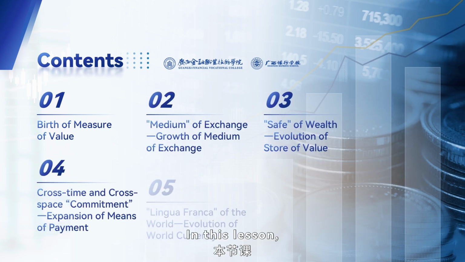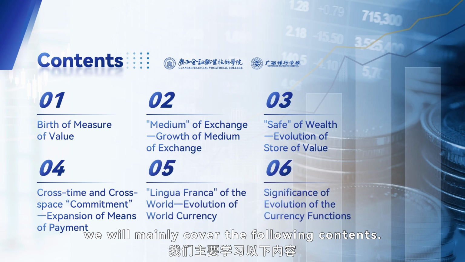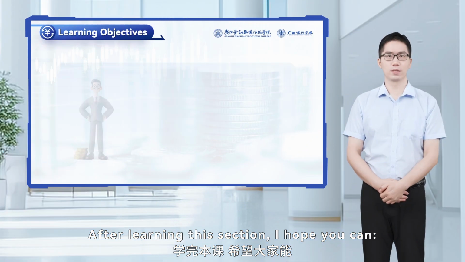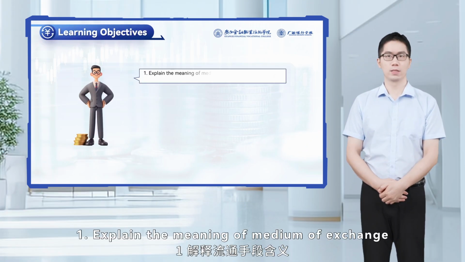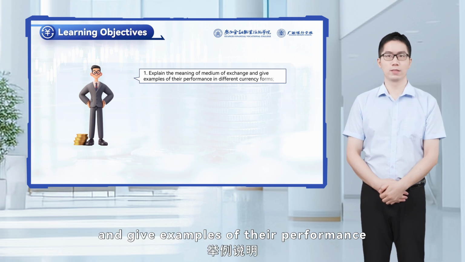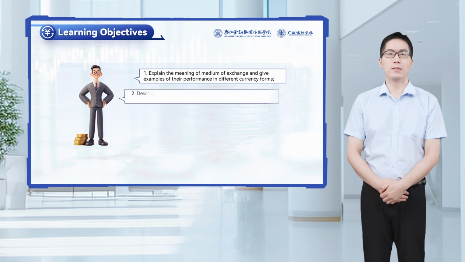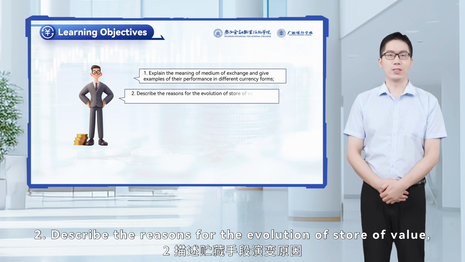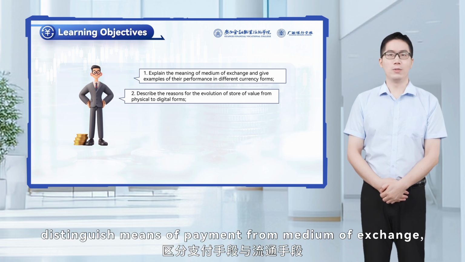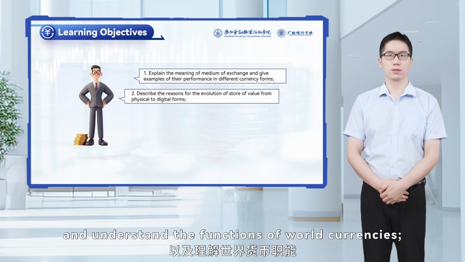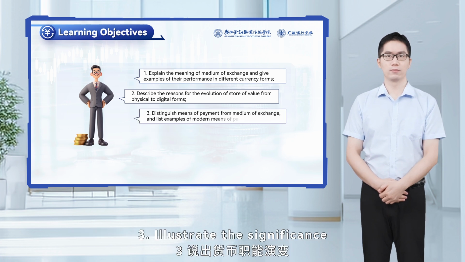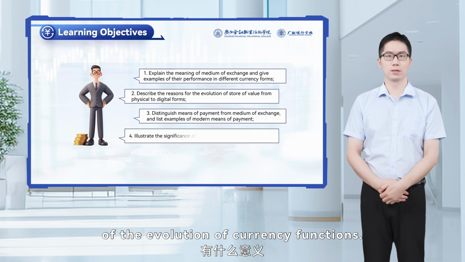In this lesson, we will mainly cover the following contents. After learning this section, I hope you can 1. Explain the meaning of medium of exchange and give examples of their performance in different currency forms. 2. Describe the reasons for the evolution of store of value, distinguish means of payment from medium of exchange, and understand the functions of world currencies. 3. Illustrate the significance of the evolution of currency functions.